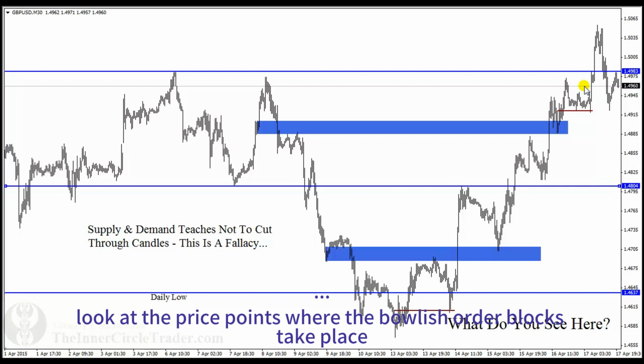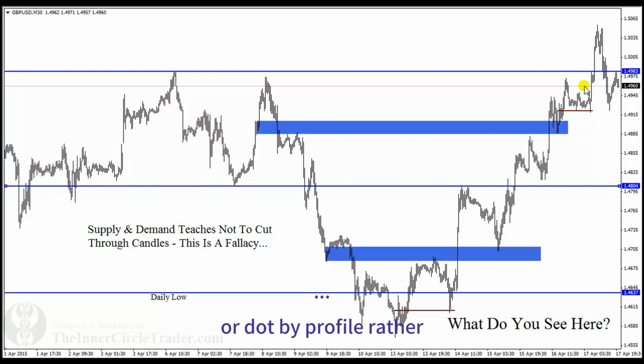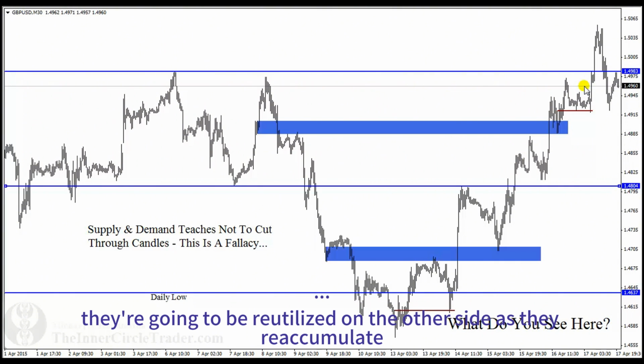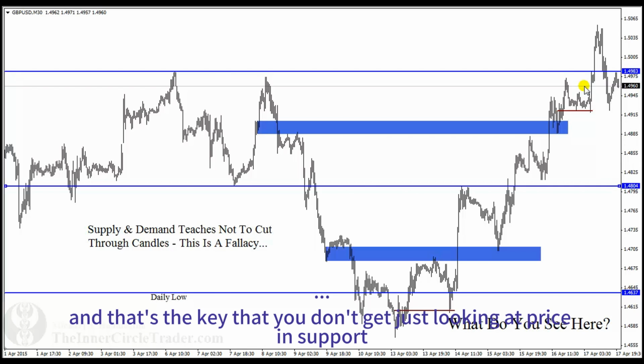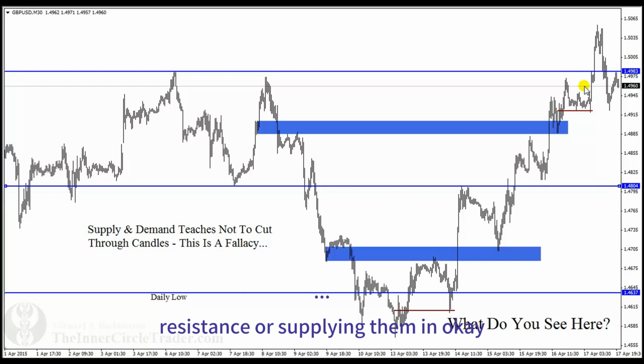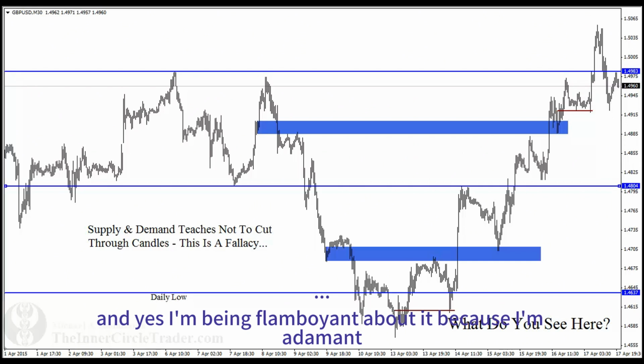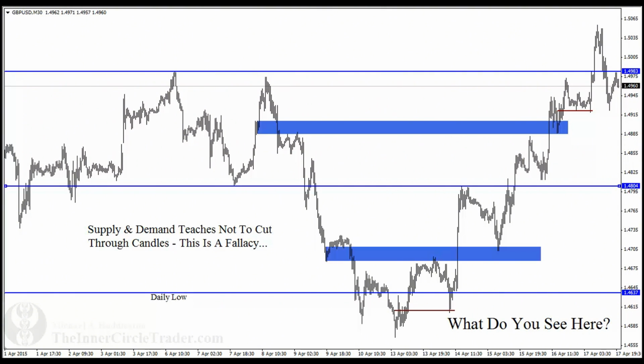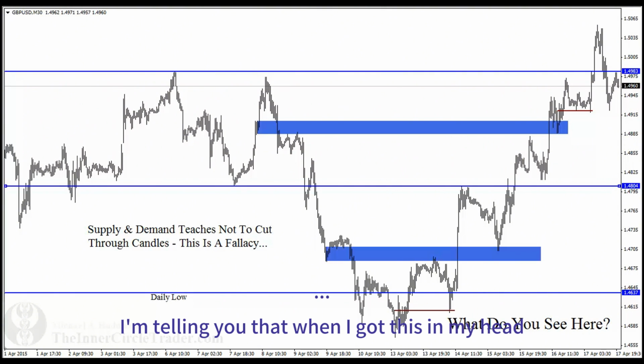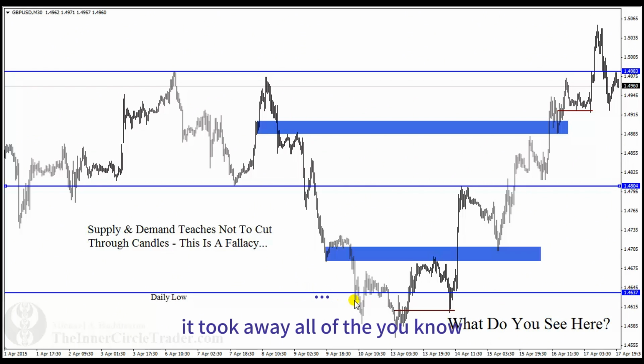And yes, I'm being flamboyant about it, because I'm adamant. When I got this in my head and I knew what I'm looking for, it took away all of the ambiguity about looking at price action and what I should be looking for. Now you know exactly what you're looking for. It never changes. It's always the case, and you're just using a higher time frame premise to flesh out that idea. Again, it's not that you're going in there hunting patterns because you're a pattern trader. Patterns are going to form from the higher time frame levels and ideas that we just described in this video.